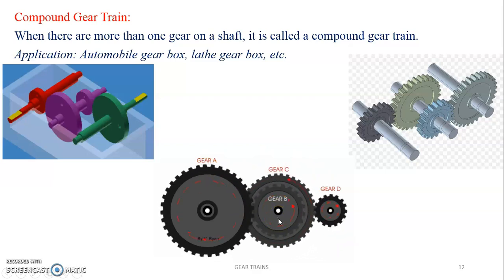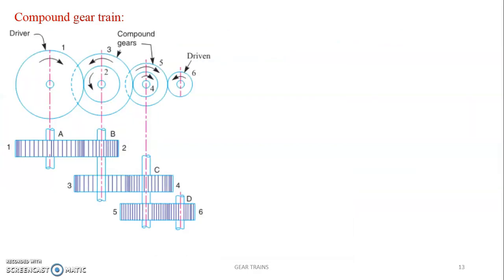Since B and C are on the same shaft, C gives motion to gear D. So let us see how to find the speed ratio in the case of a compound gear train. This is another example of a compound gear train.